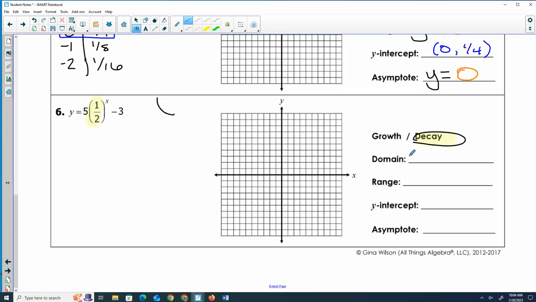Domain is always all real numbers. Okay, range is going to be y is greater than, asymptote y is equal. What is that number going to be? -3, because we're subtracting 3. And you could even go on your graph right now and go to -3 and draw a dashed line. We cannot cross that when we are graphing. Any issues so far?